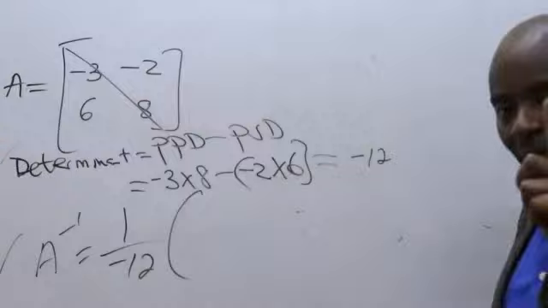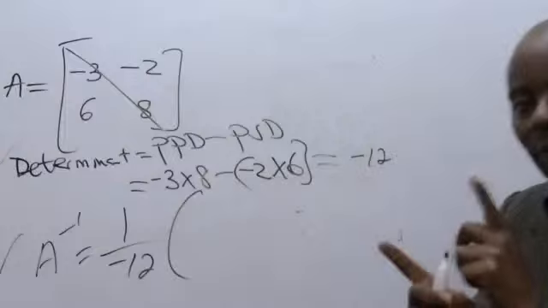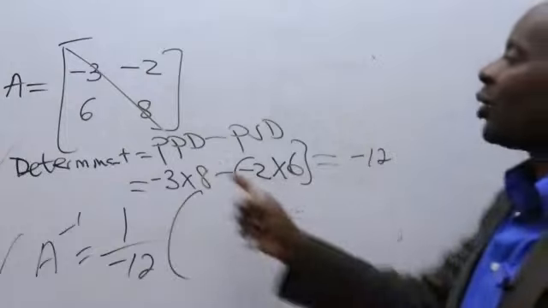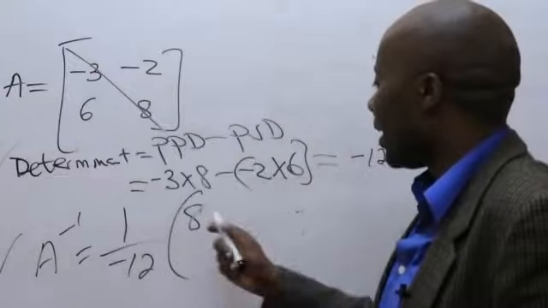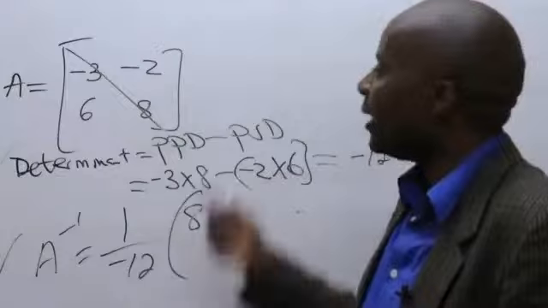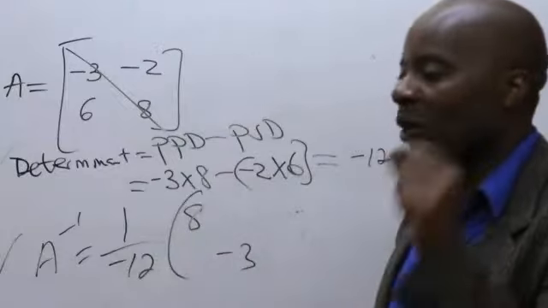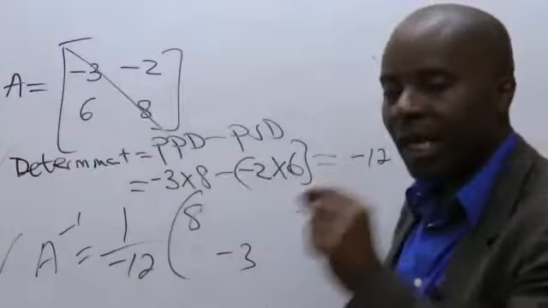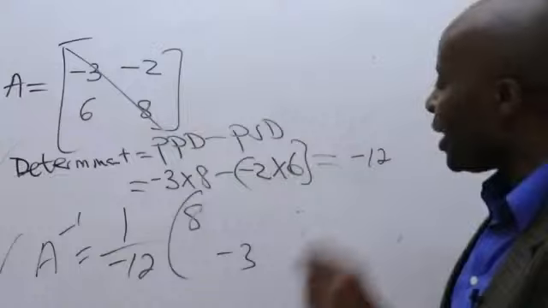The first major thing being the interchange, the exchange between the primary elements. So the primary elements here we shall exchange. So we have 8 versus -3. And then the secondary elements, ladies and gentlemen, we shall leave them where they are, but change their signs.